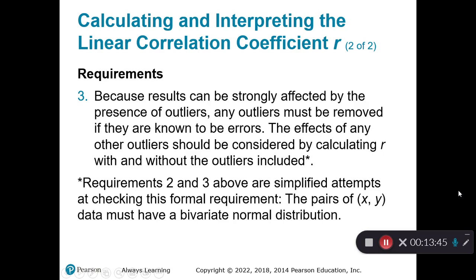So we want to at least have the suspicion that there is a linear trend. And finally, we want to be cautious about any outliers present in the data. So if we see any extreme values, we want to check them out, see if they are legitimate, and maybe calculate r with and then without them to see what the impact is on the r calculation.